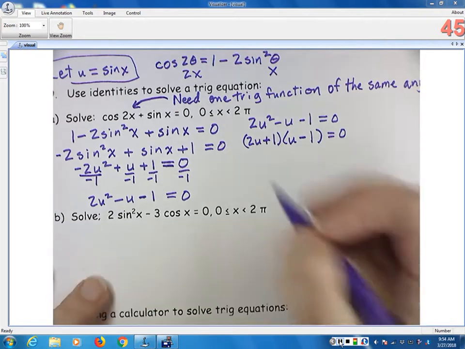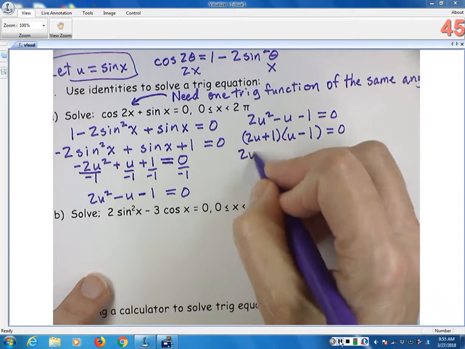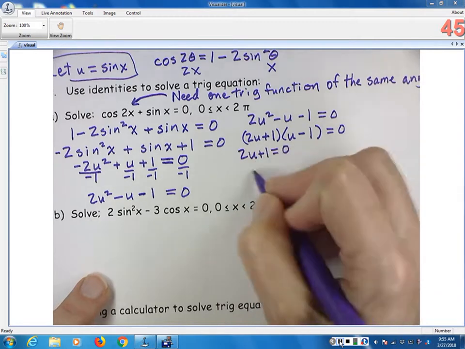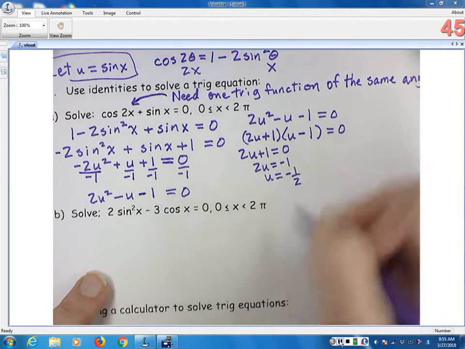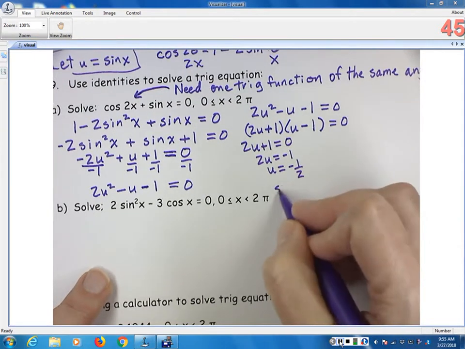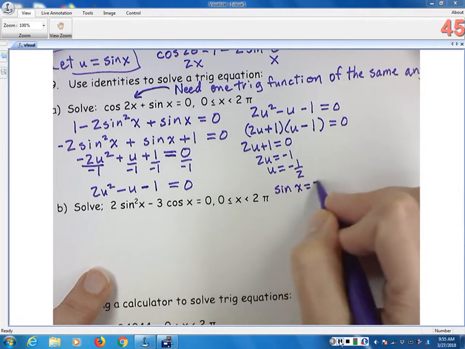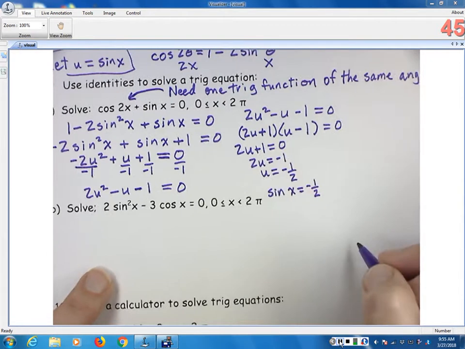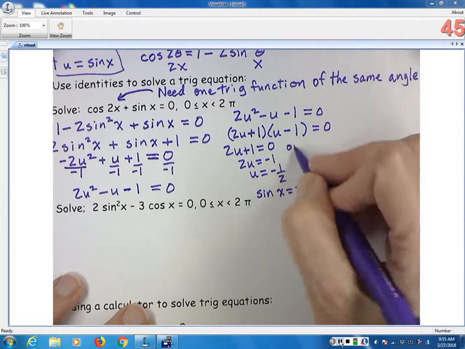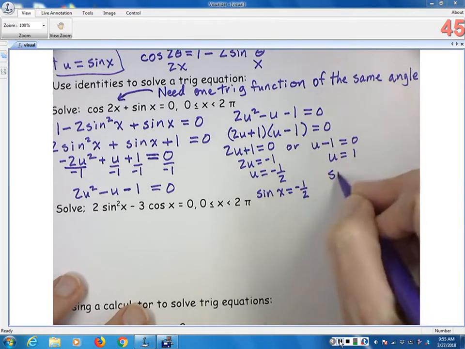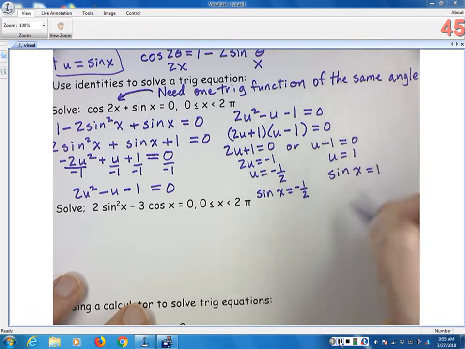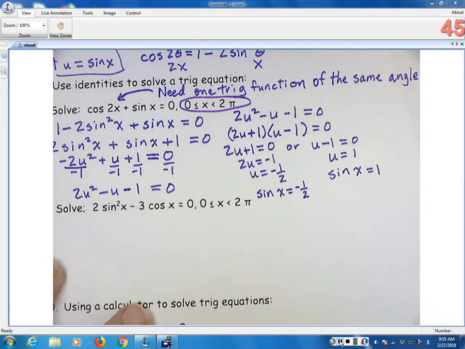But that's how it factors, so either 2u plus 1 equals 0, so 2u equals negative 1, u is negative a half. Well, u was sine x. So sine x equals negative a half. Or u minus 1 equals 0, so u equals 1, but that's sine. Again, we're staying between here. We're just going to pick the numbers off the unit circle then.